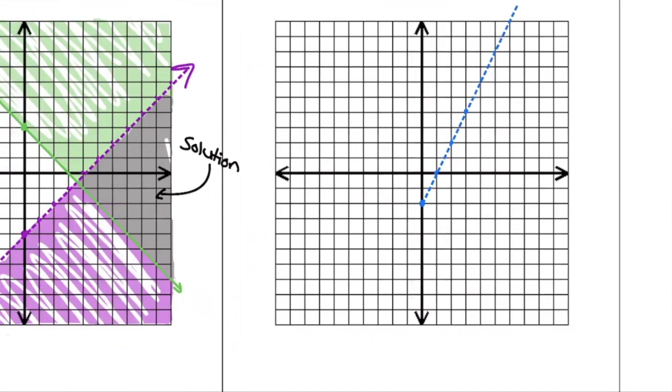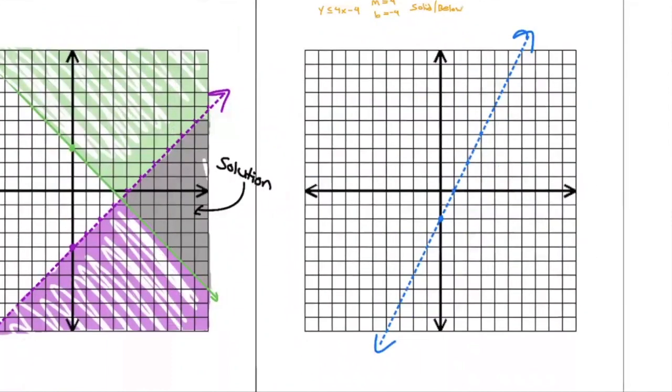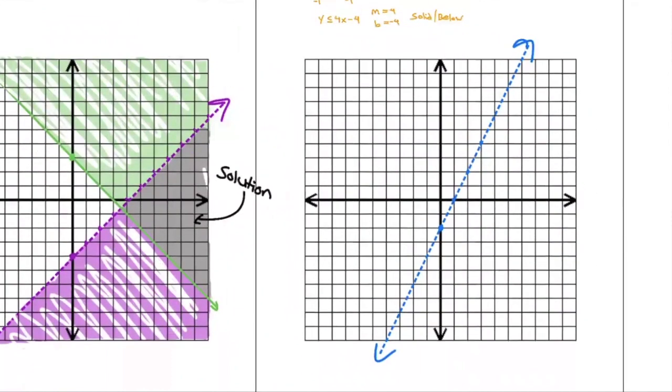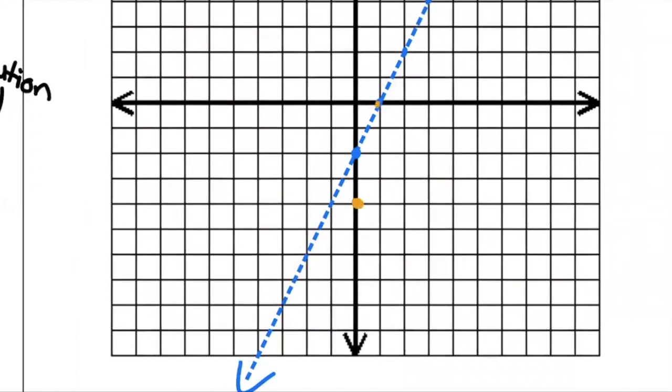All right, and extend it the other direction. All right, so there's the dashed line. All right, so now I'm going to go ahead and do my equation in orange. So this is a solid line. So I'm starting at negative 4, and I'm doing a slope of 4. And this is a solid line.